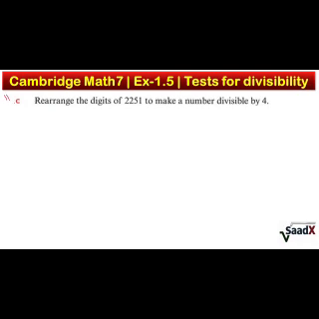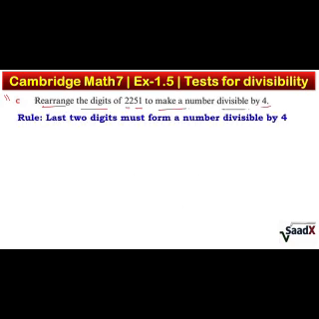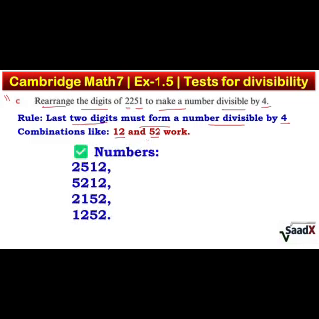Number 11c. Rearrange the digits of 2251 to make a number divisible by 4. So the last two digits must form a number divisible by 4. Looking at 2251, can we make 12 or 52? So 2512, 5212, 2152 and 1252 are the combinations of 2251 where the last two digits can be divided by 4.